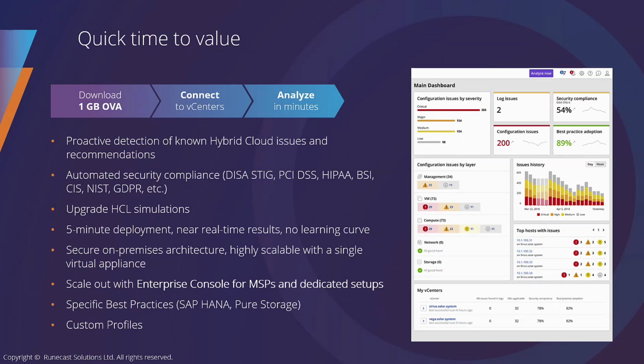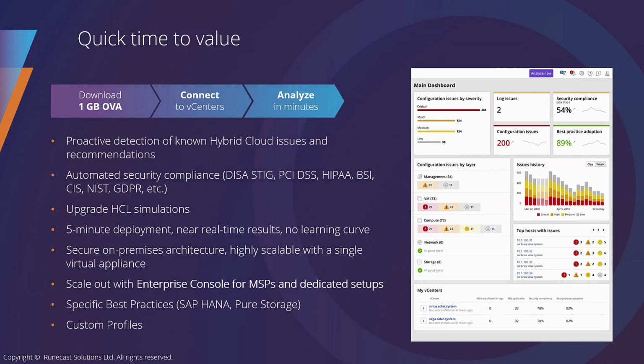It's really quick time to value because it's a 1 gig OVA. You just deploy it, set up the IP address, connect it to your vCenters, NSX managers, Horizon connection servers, AWS accounts, or Kubernetes clusters, and you get all the information in one single place. All the proactive detections of known issues, automated security compliance, auditing, and reporting.